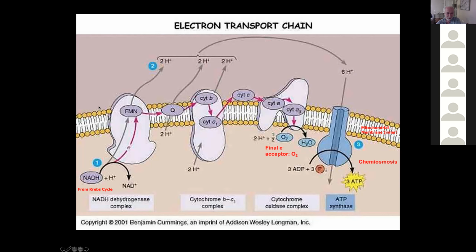The consequence of these electron transfers is that every time there is an electron transfer, protons are generated, which go to one side of the membrane, to the intermembrane space. So they accumulate to a high concentration, and at some point, they pass back through the membrane into the matrix. And when they do that in the presence of ATP synthase, that's chemiosmosis. That's what generates ATPs.